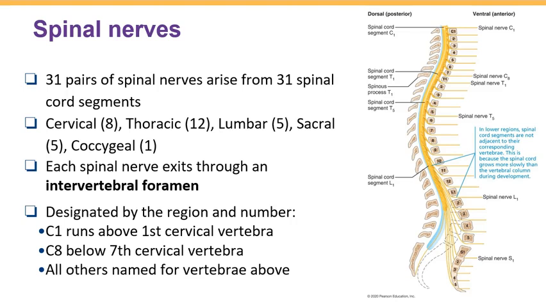Now let's talk about the spinal nerves very quickly, and make sure you know spinal nerves are not part of the central nervous system. They are not part of the central nervous system, but they arise from the spinal cord segments. We have 31 spinal cord segments and we have 31 pairs of spinal nerves. There are 8 cervical spinal nerves from C1 to C8. We have 12 thoracic spinal nerves from T1 to T12, and there are 5 lumbar spinal nerves L1 to L5, and 5 sacral spinal nerves and 1 coccygeal spinal nerve.